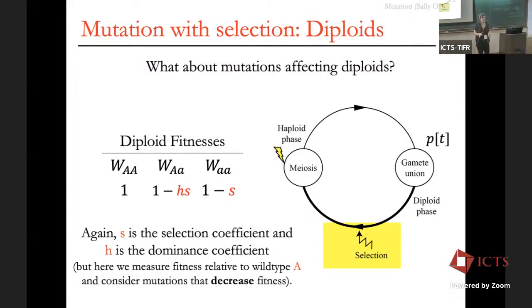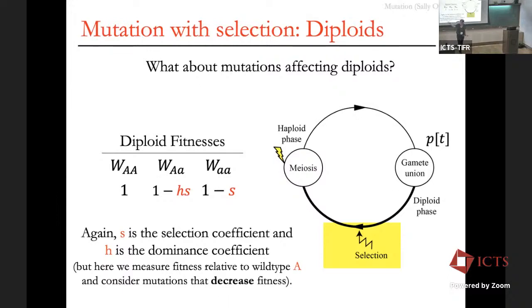Dominance coefficients tend to be between 0 and 0.5. Mike has a review paper on this in Tree, I think. So most deleterious mutations are partially recessive to fully recessive. H is less than 0.5. And that's thought to be because many of these mutations are breaking something, breaking an enzyme, making it non-functional. But as long as you have a functional copy, you're okay.